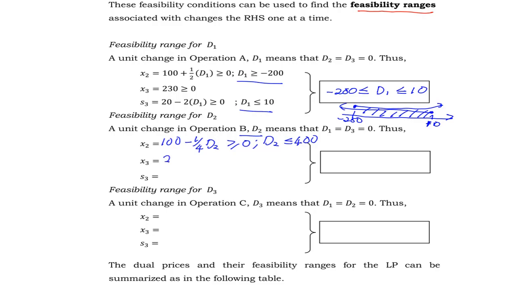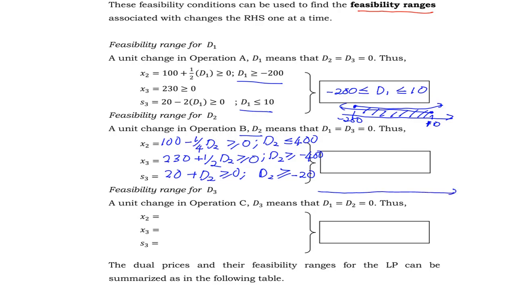X3, 230 plus 1 over 2 D2 greater or equal to 0. So D2 greater or equal to negative 400. Third BV, 20 plus D2 greater or equal to 0. So D2 greater or equal to negative 20.